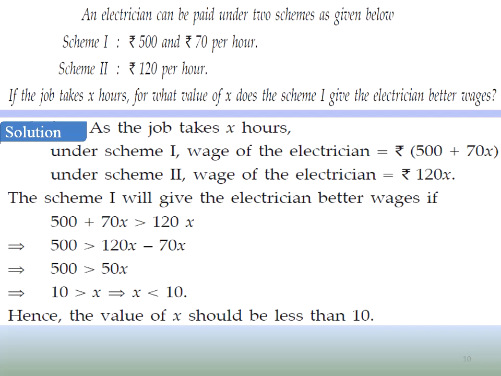Now as in the given condition, for what value of x does scheme 1 give better wages? So scheme 1 should be better. Better means it should be greater than the second condition. So we can write 500 plus 70x is greater than 120x. Now after solving, we get x is less than 10. So from here we can easily conclude that the value of x, that is the number of hours, should be less than 10.